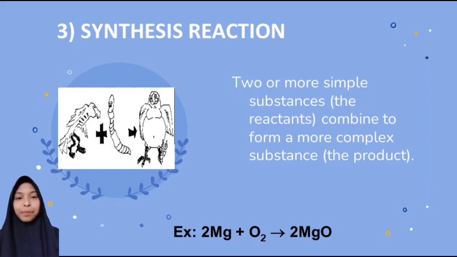Next, the third type of chemical reaction is synthesis reaction. A synthesis reaction is when two or more simple substances, or the reactants, combine to form a more complex substance, or the product. An example of a synthesis reaction: magnesium and oxygen react to form magnesium oxide.